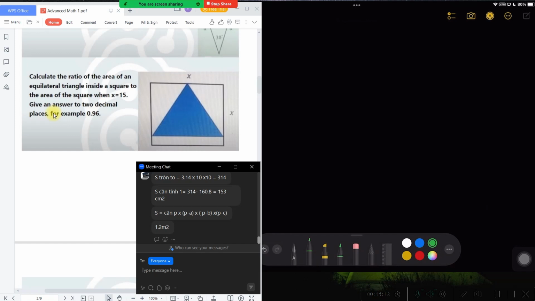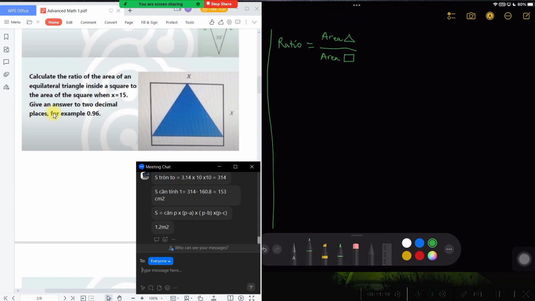So you have to find what? The ratio? Area of the triangle and area of the squares. Very good. That's what they ask you. My handwriting is getting worse. Viết trong mấy cái máy tính bảng này chữ viết mình ghê quá. Okay. X equal to 15, isn't it?